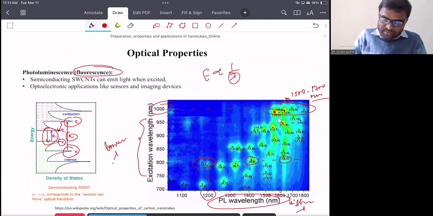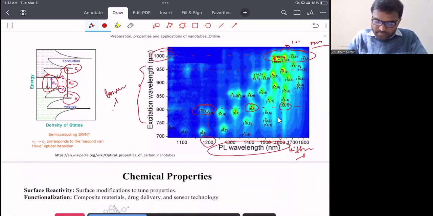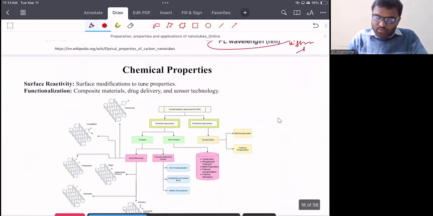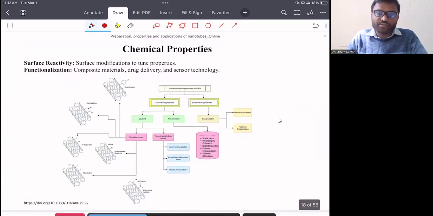Based on this fluorescence, we can use CNT in optoelectronics applications like sensors and imaging devices. The next important property is the chemical property. We can use CNT in biology or chemistry based on the surface reactivity of CNT.